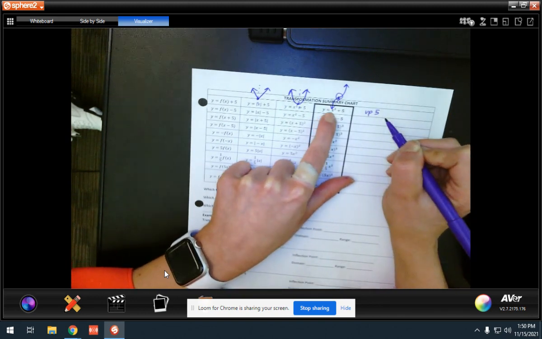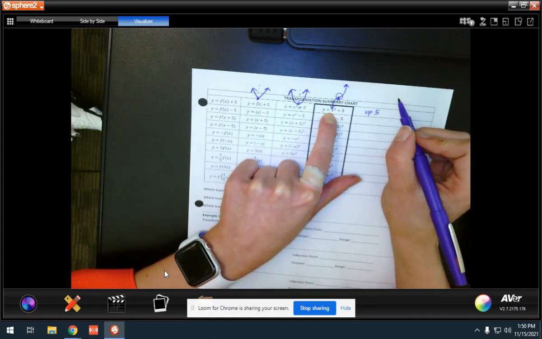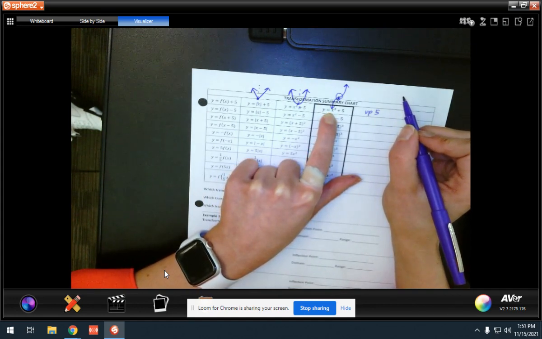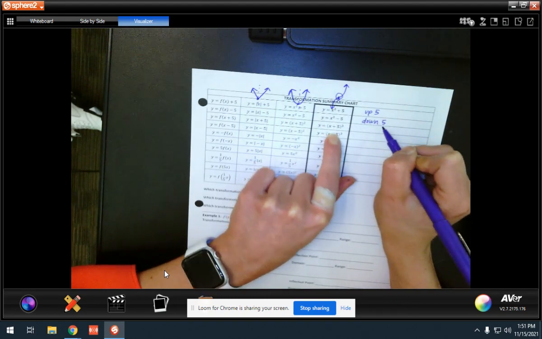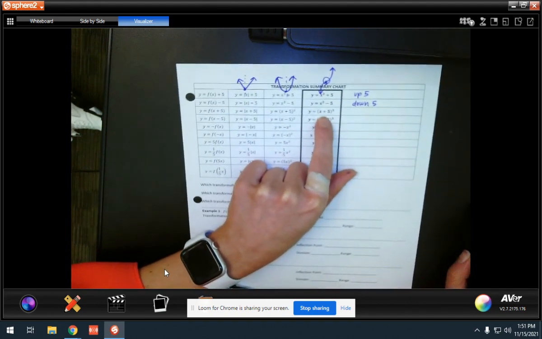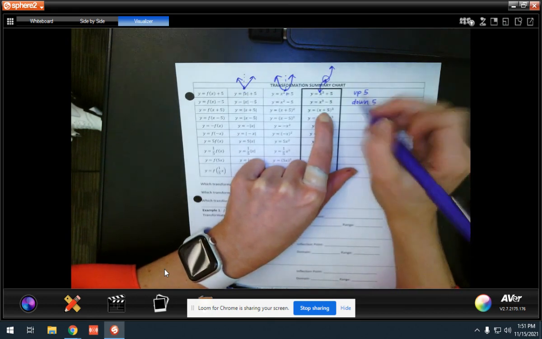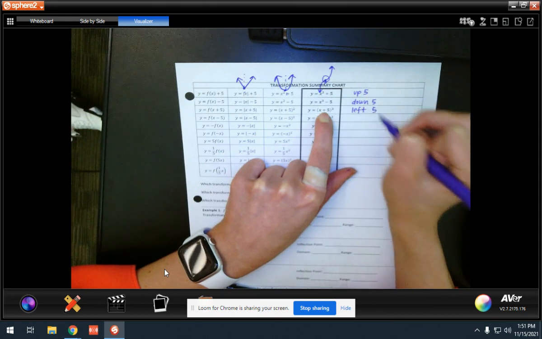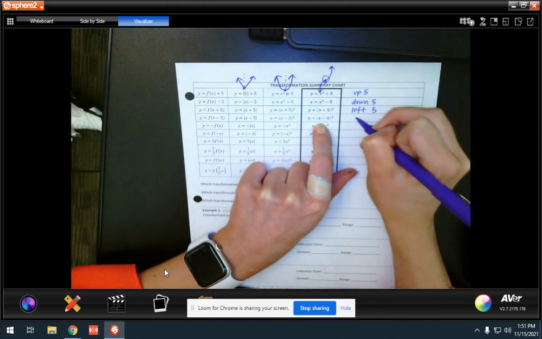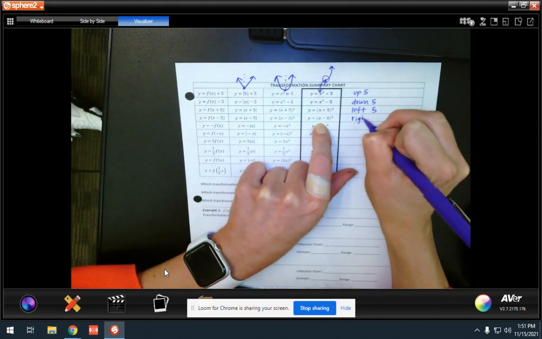And remember, if there aren't parentheses, it's automatically outside. If they wanted them inside, they would have to draw them. We got down 5. And then now here we have parentheses, and so that is inside. So it's inside the crazy house, it's backwards. So the plus 5 actually moves left 5, while the minus 5 moves right 5.